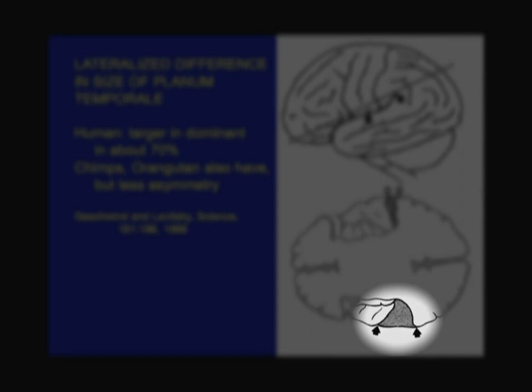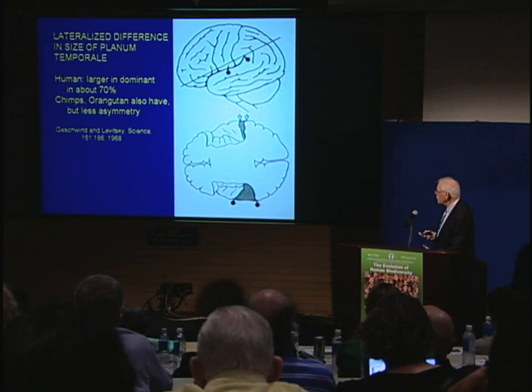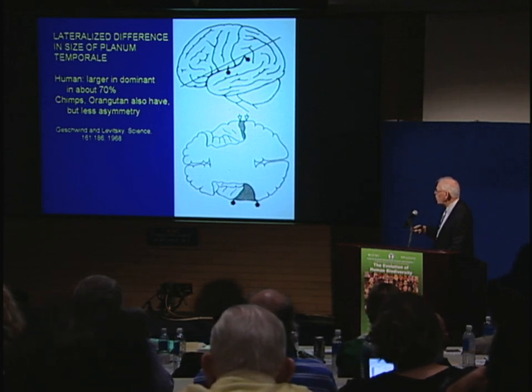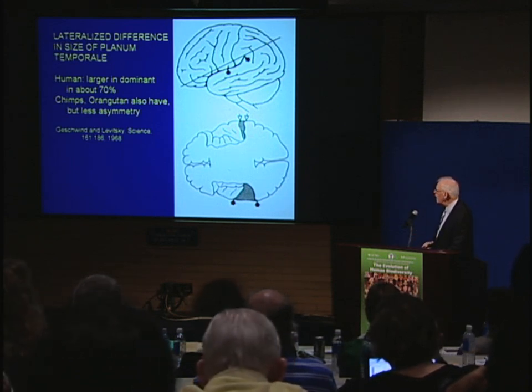Of course, more than 70% are left brain dominant, but nonetheless, and I must say the function of this area is still not totally known, here was an asymmetry that seemed to go along with the lateralization of human language.